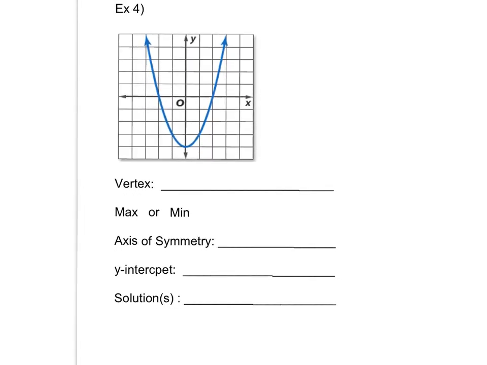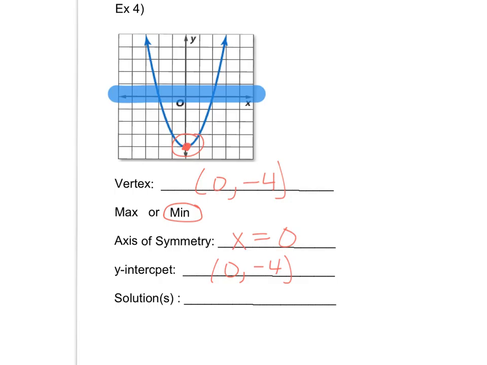Okay, so in example 4, vertex, in this case it's a low point, so it's a minimum, and it's at 0, -4. Axis of symmetry is my x value, which is 0. My y-intercept happens to be in the same exact location, so it's the same point for both, 0, -4. And now my solutions: where's my parabola crossing my x-axis? In this case, it's crossing at -2 and 2.